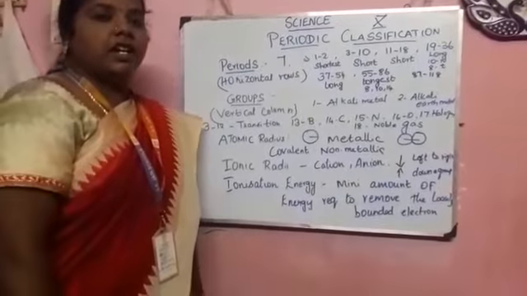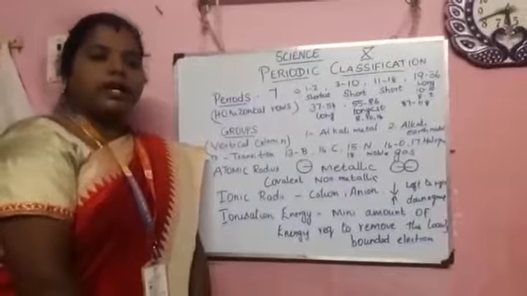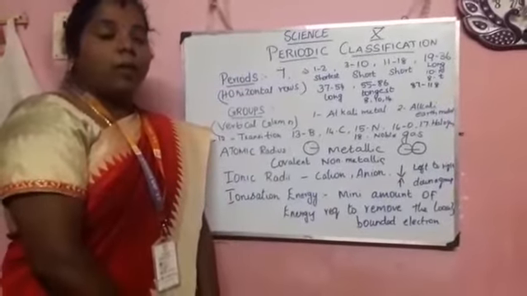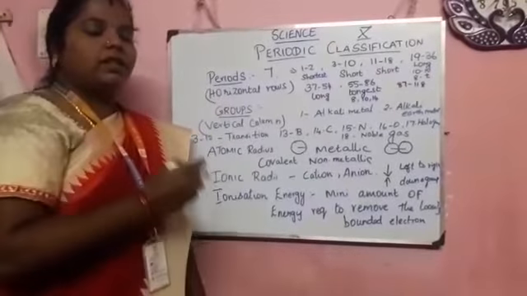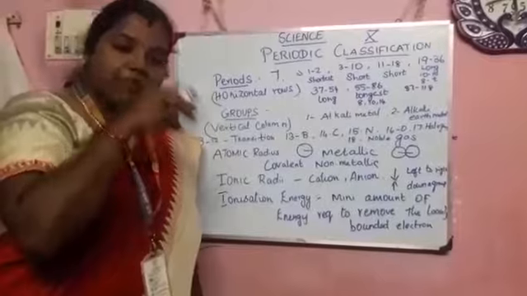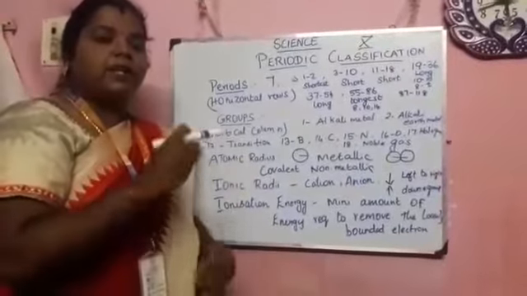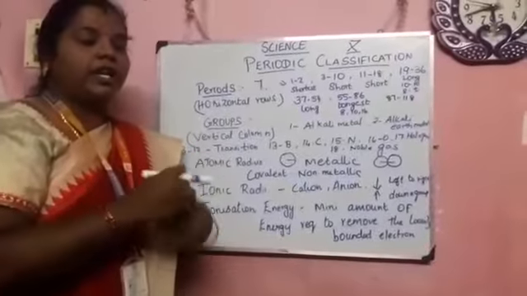Today, for the 10th standard, I am going to explain the topic of periodic classification. In the periodic classification, we have more than 100 elements. The elements have a fixed place, that means a fixed position. For example, if you consider hydrogen, the place for hydrogen is 1. It can never be changed.